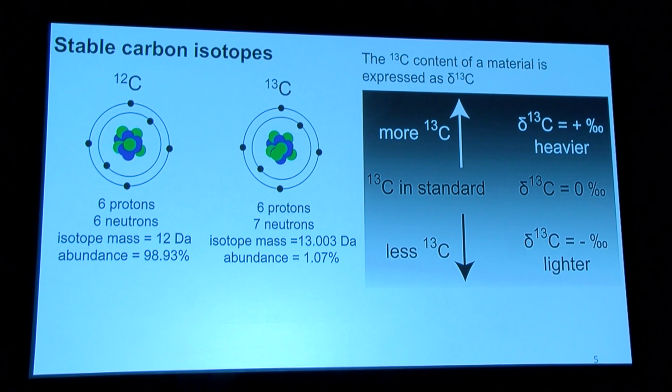And then we also have carbon-13, which makes up roughly 1%. When we look at the amount of carbon-13 in any kind of material, we always express this as a comparison to a standard. So we express this as delta carbon-13. If a material has more carbon-13 than the standard material, we call it heavier, and it has a positive value. If it has less carbon-13 than the standard, we call it lighter, and it has a negative value.